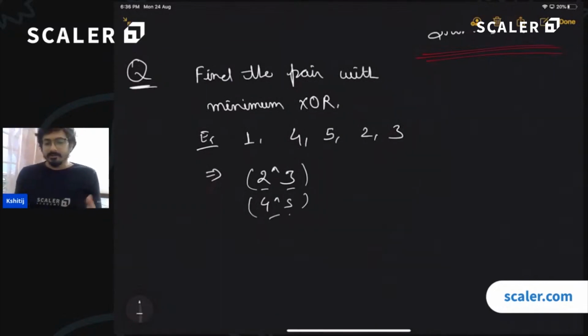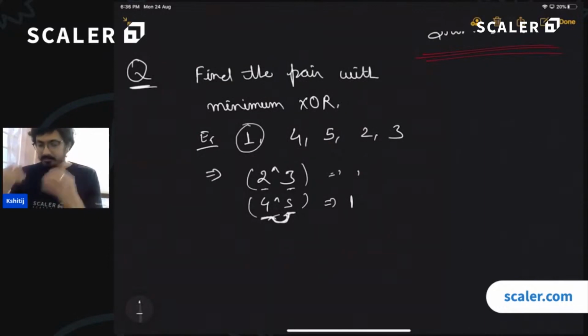Is the XOR of the minimum elements minimum? Is that the case in this case? You can have the XOR of even the maximum elements also be minimum, right? XOR of 5 and 4 is also 1. XOR of 2 and 3 is also 1. But the minimum element here is 1, and 1 is not giving the minimum XOR with any of the elements, right?